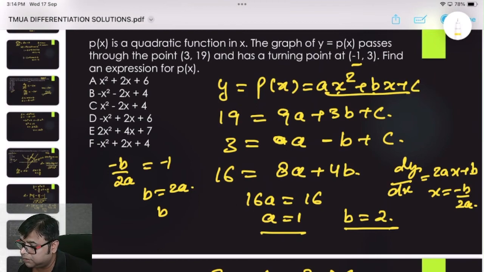Just a minute. Yes, just a correction. It's plus 2x. a is 1, I hope. Yes. If I subtract, minus b by 2a is minus 1. Yes, a is 1, b is 2. So I think it's plus. Just a correction. So C is the correct answer. It's plus 2x plus 4. Right. So this is how we can do this question.